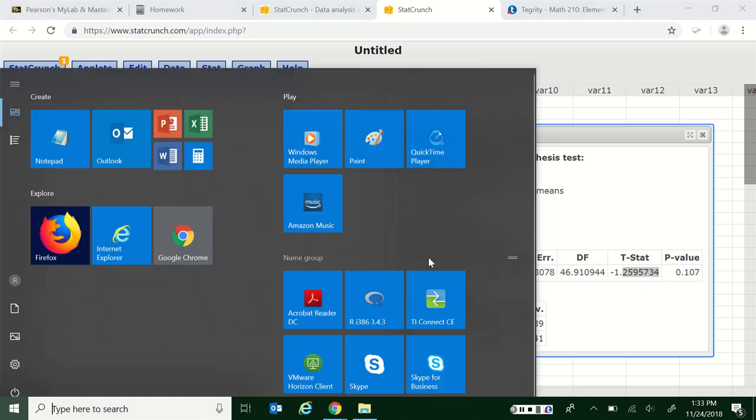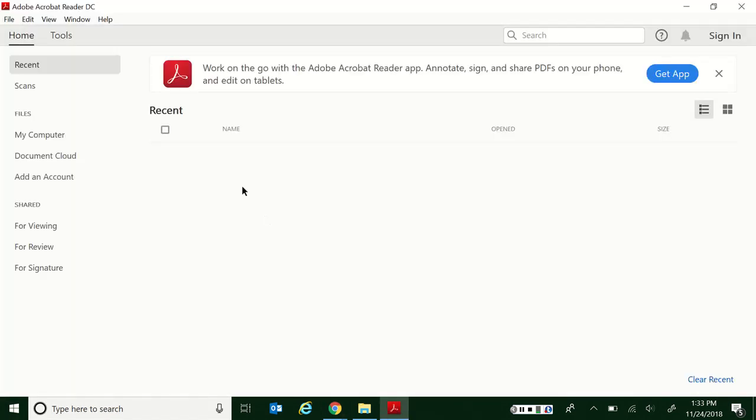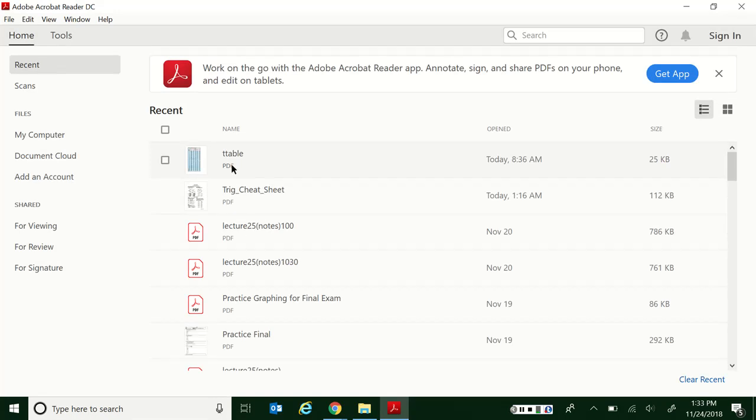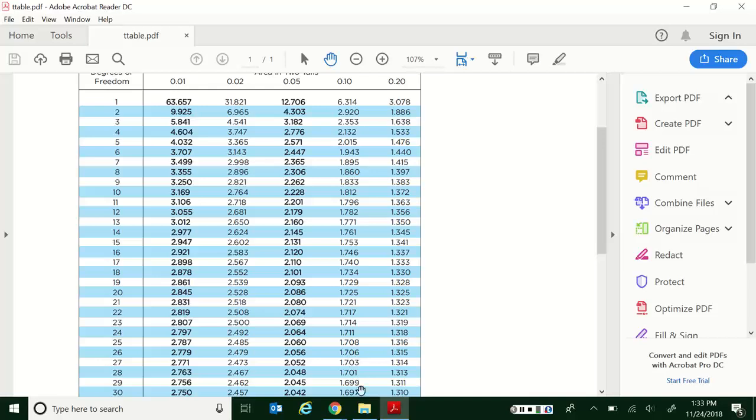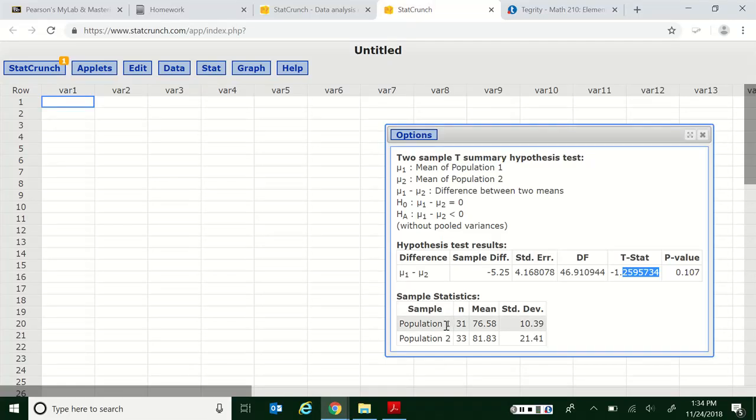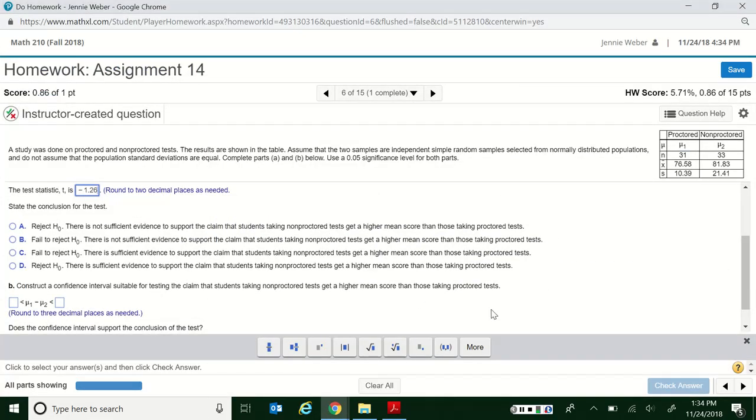So for instance, if I opened up my T-table, and I'm doing this at 0.05, so my area in one tail is 0.05 up here. My DF, my smaller one, was 30, so coming down this to 30 is 1.697, so it'd have to be less than negative 1.697. I'm not. So in either case, you can see the p-value or doing it that way, I'm going to fail to reject. I don't have sufficient evidence.